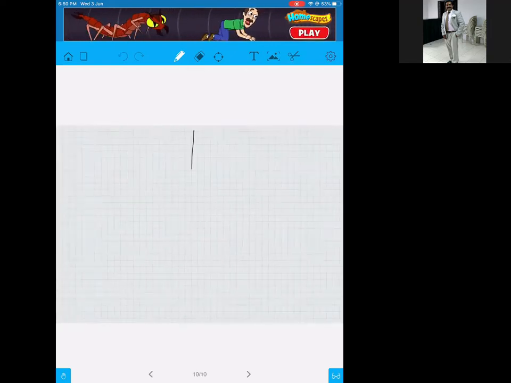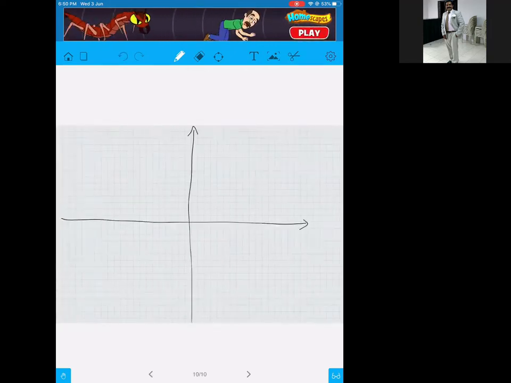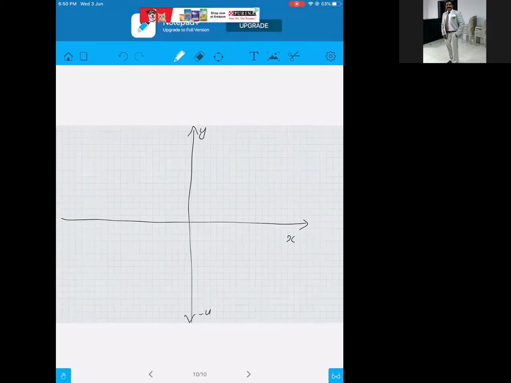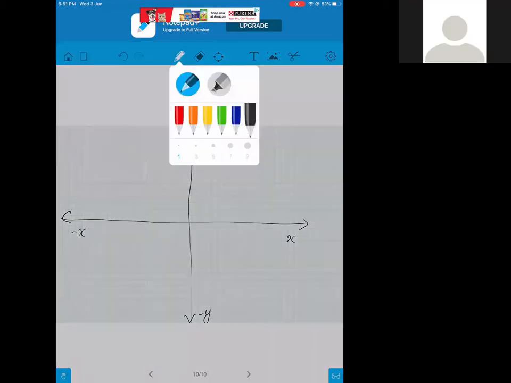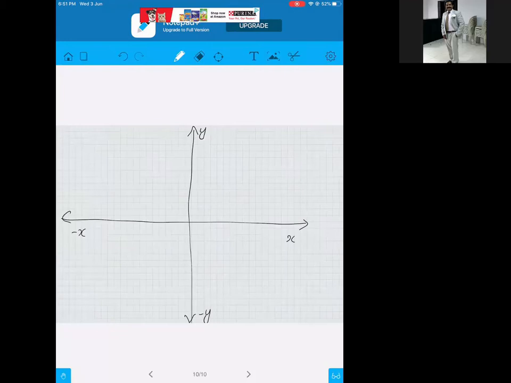So this is our x-axis. This is our y-axis. This is the negative y-axis. This is the negative x-axis. Any doubt? No, sir. Then mark the coordinates. This is 1, till 3, 2 divisions, right? 1, 2, 3.